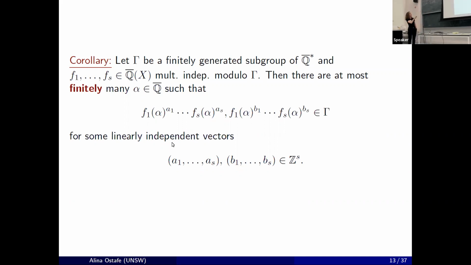If you have Gamma, a finitely generated subgroup of algebraic numbers, and F1, ..., Fs multiplicatively independent modulo Gamma, then there are at most finitely many algebraic numbers alpha such that the specialization falls in Gamma. So they are not 1 here, they fall in Gamma. And this is the statement that I will need for the GCD problem that I will talk about later on. So there are finitely many alpha such that when you specialize, the points on the curve are multiplicatively dependent modulo Gamma.